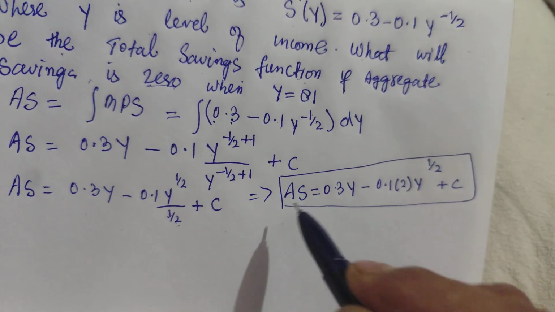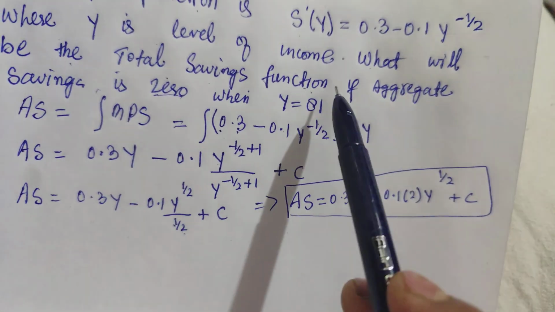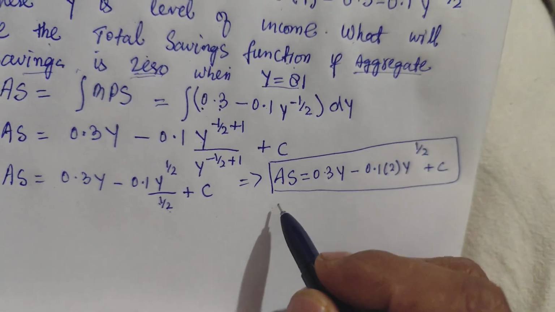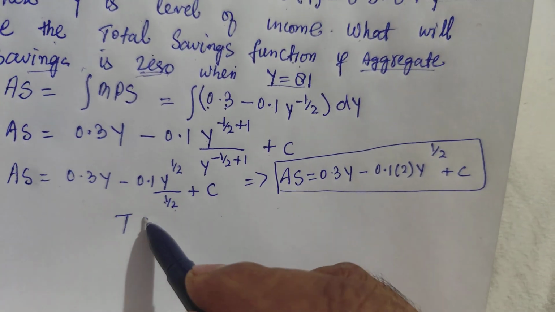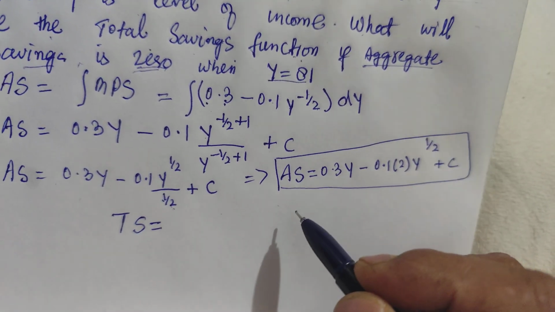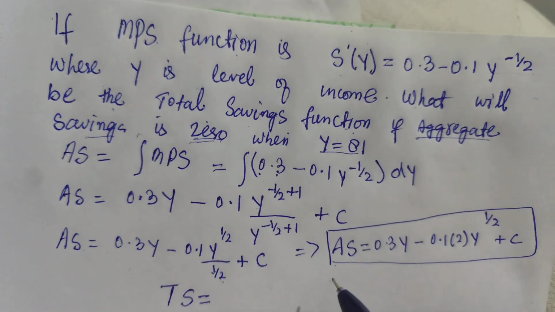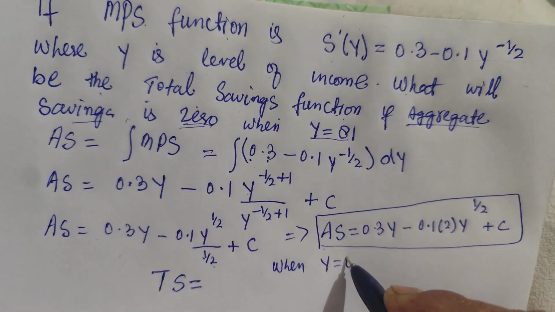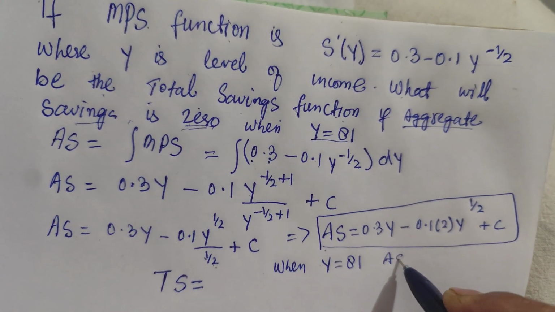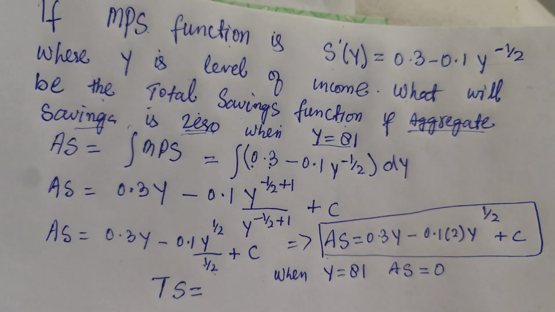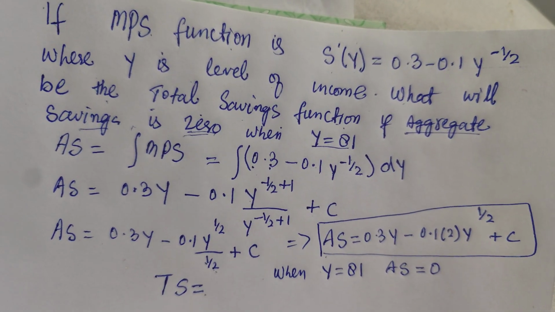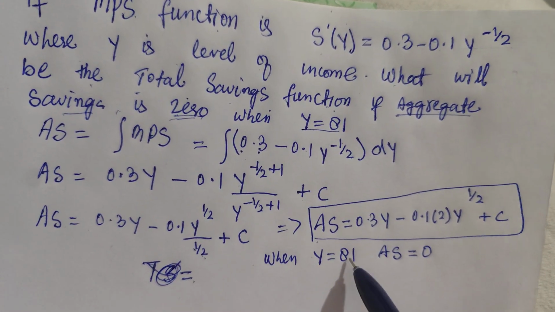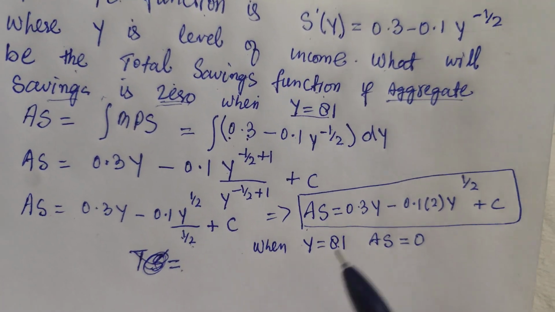Now we are also told that aggregate savings is 0 when income is equal to 81. So in this equation, what will be the total savings function? To find this, we take the condition that is given to us: when income is equal to 81, aggregate savings is equal to 0. So let me plug the value y = 81 and AS = 0 in this equation.